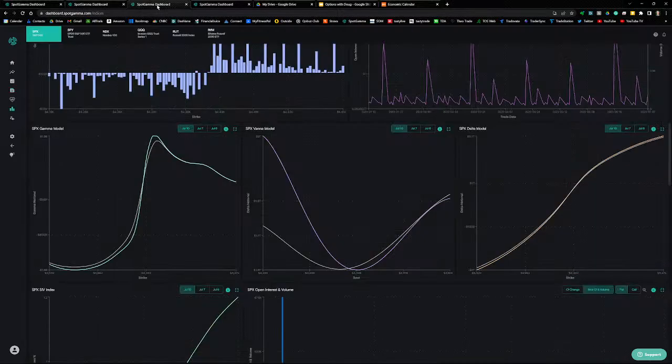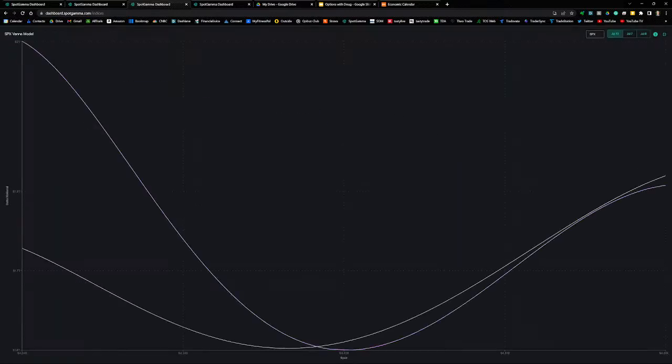And now let's take a look at the Vanna model. This is the Vanna model. We'll start with SPX. And this chart is going to show me how market makers are expected to react with changes in price and implied volatility. And that's based on their delta notional. Market makers want to remain delta neutral, so they have to hedge options trades in SPX, SPY, QQQ, ES with ES futures and Nasdaq futures.